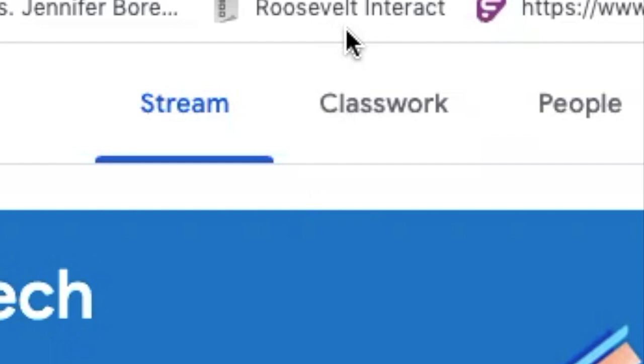So the way that I look at Google Classroom is there's really two aspects of it. There's the stream, which is where I put all of my announcements, especially the ones that I send on Fridays, and also the class reminders that I'll be sending on an almost daily basis. And then there's the classwork section of Google Classroom where I post assignments for students and also course materials.